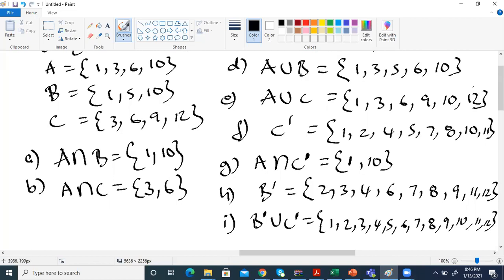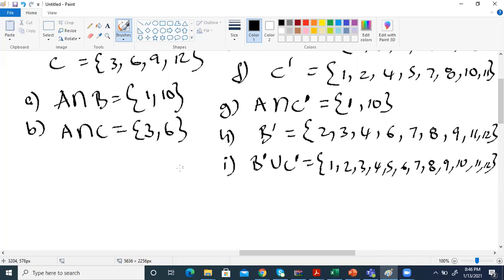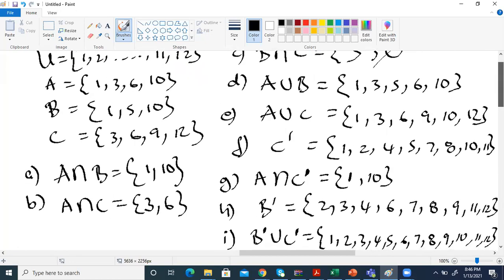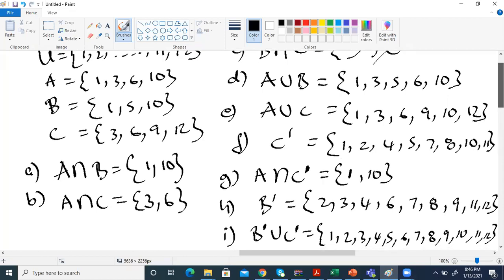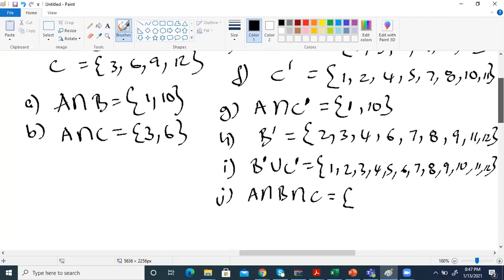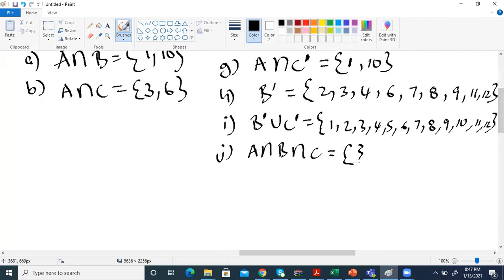All right. The next one is J. J is A intersect B intersect C. Empty. We're looking for what's common in all three of them, and nothing is common. Even though 1 is common to A and B, 1 is not in C. 10 is common to A and B, but not in C. So nothing in common. You can represent it like that, or you can represent it like this. Either one you can choose.